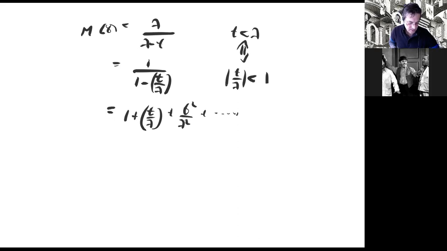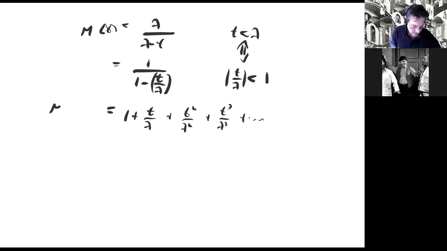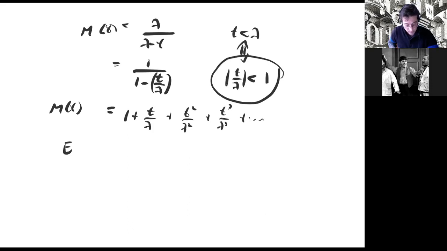So in other words, let me rewrite this in a slightly neater way. This is 1 plus t over lambda plus t squared over lambda squared plus t cubed over lambda cubed, etc. Okay, so now we know what M of t is. And the reason why t is less than lambda is to guarantee we can rewrite this as a series. It converges and the function is analytic. And from this, we can read off immediately, this is going to be the Maclaurin series, and we can read the moments off. The nth moment is 1 over lambda to the n. We couldn't have done this before, and this is true for n equals 0, 1, 2, etc.